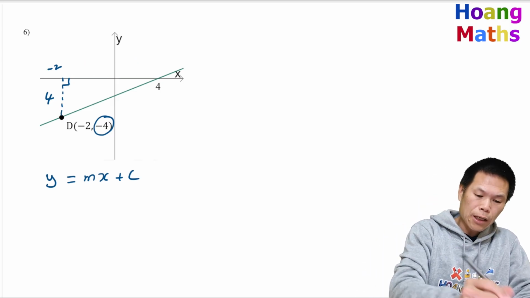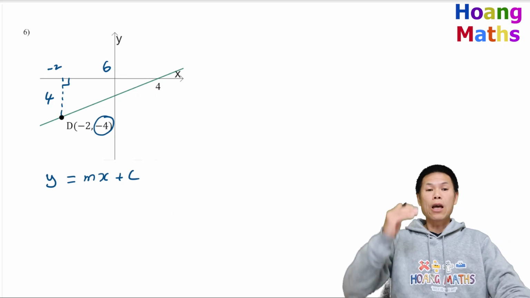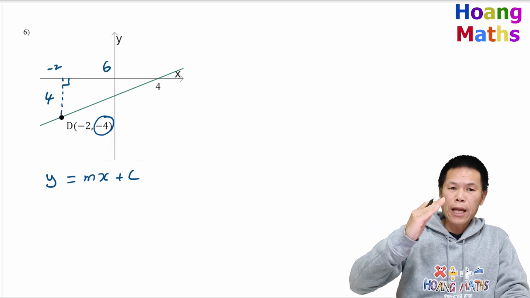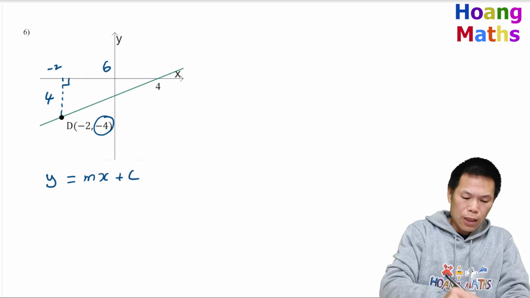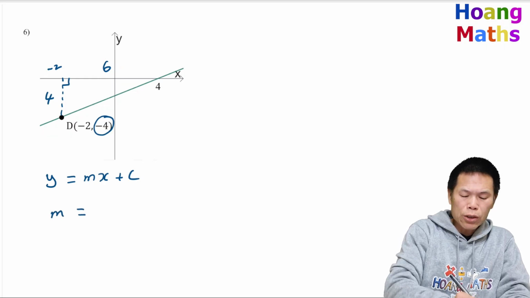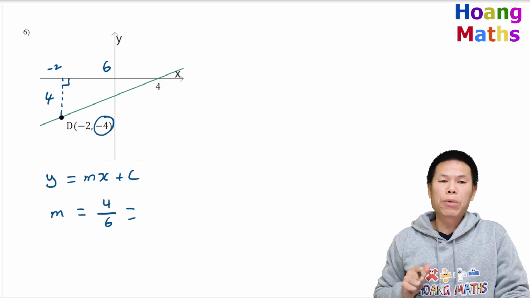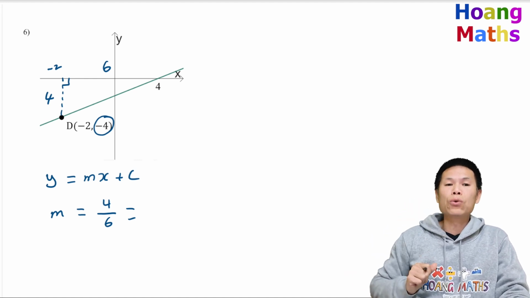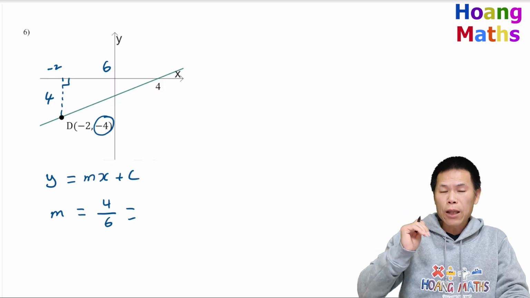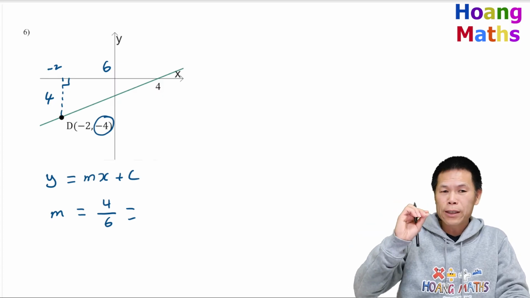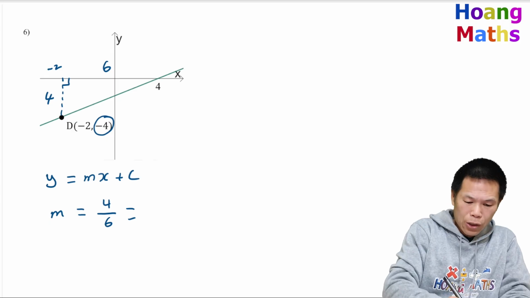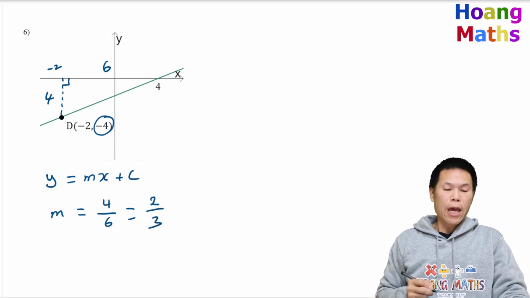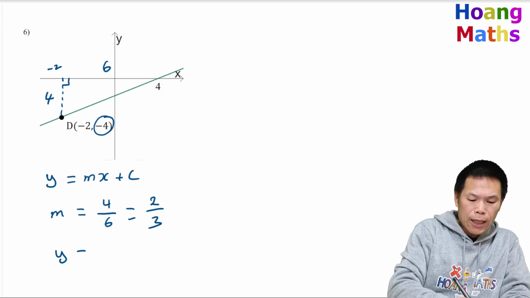So let me clear this. So that is 6. The gradient is rise over run, and the line is heading like this, so we have a positive gradient. So m is positive. That means rise is 4, run is 6. So 4 over 6, of course, we can simplify. 4 divided by 2 is 2, 6 divided by 2 is 3. So 2 over 3. Otherwise, just put it on a calculator. 4 over 6 will give you 2/3. So 2 over 3.